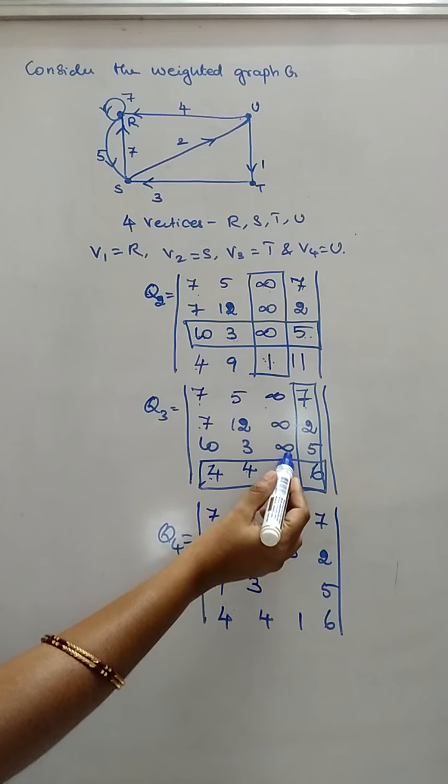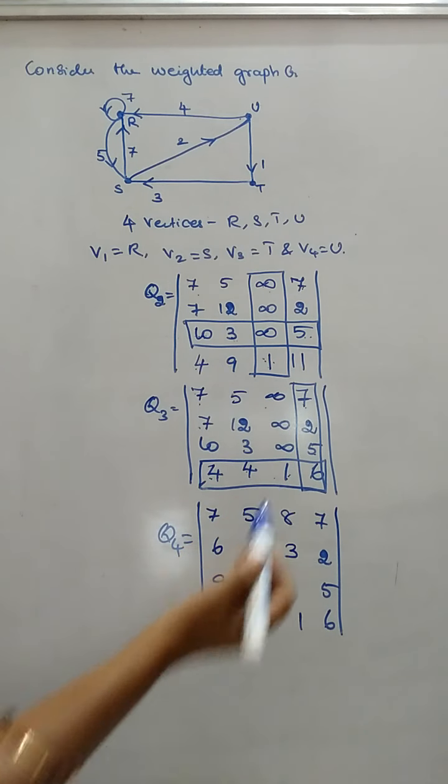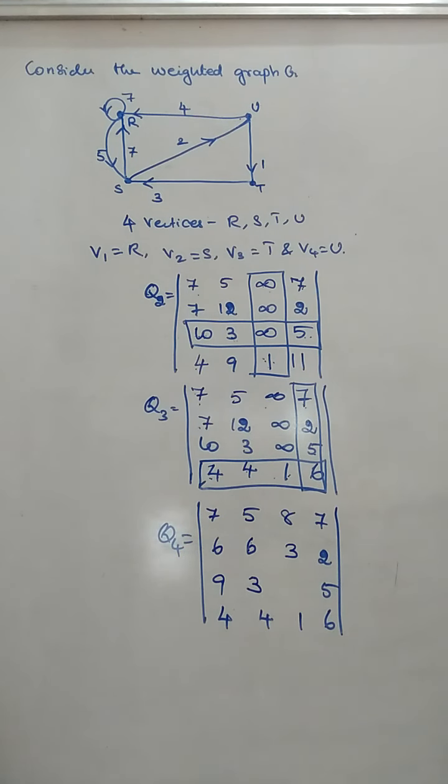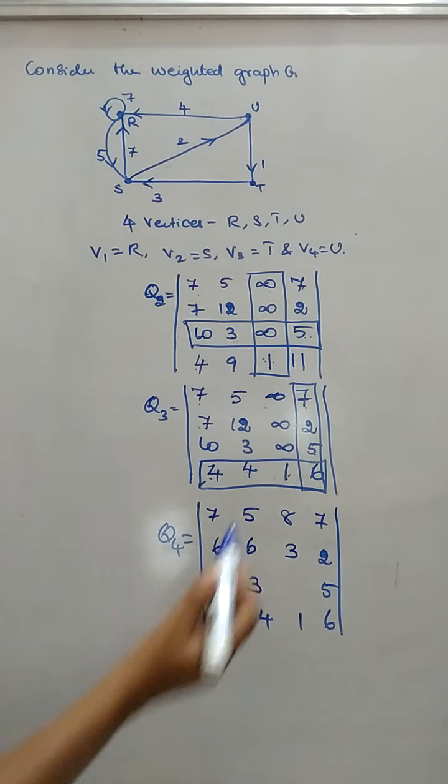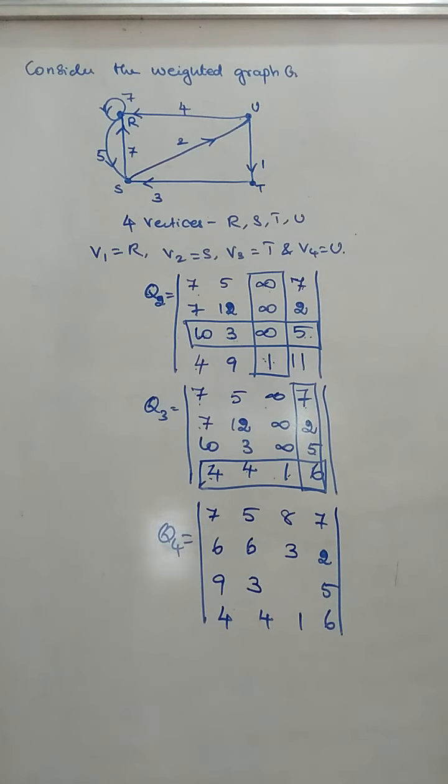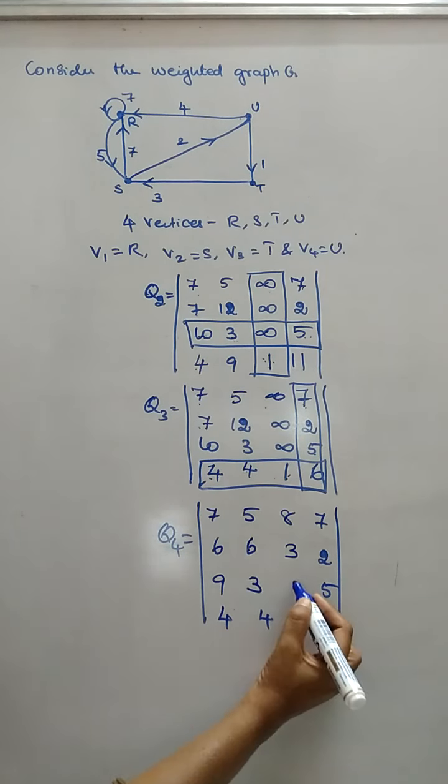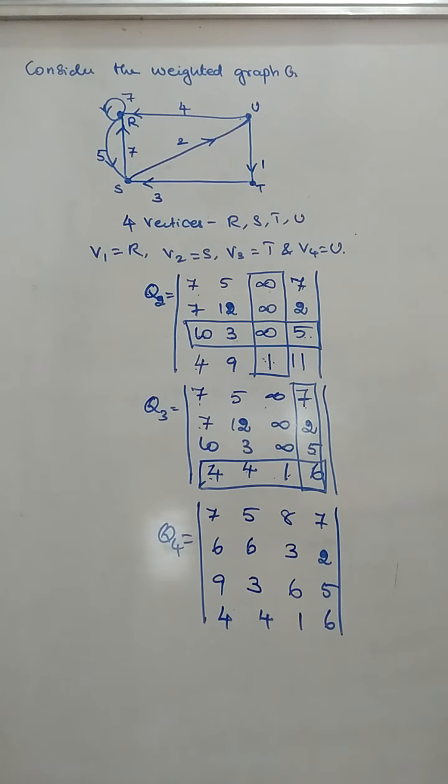And then we can consider this one. 1 plus 5, 6. 6 will be compared with the infinity. Of course 6 is the minimum number. We can write it here.